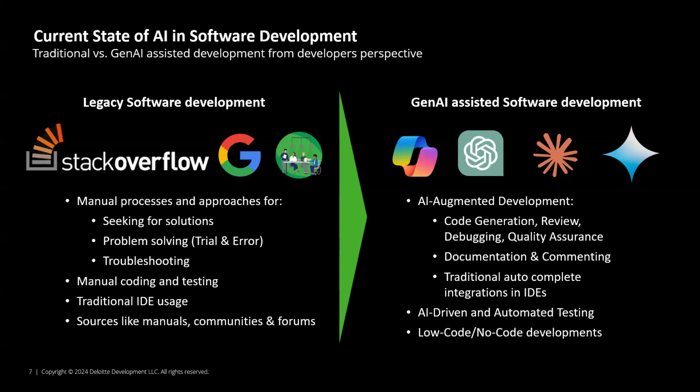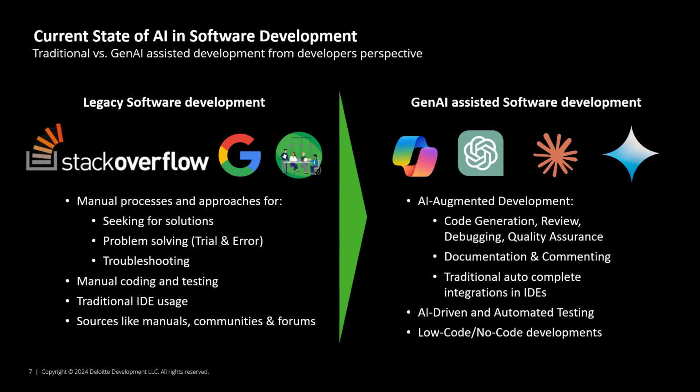On the other side, of course, often it was bound to manual coding and testing, maybe partly supported by automated testing. We had the traditional IDE usage for the development itself, and as I said, the main sources to gain knowledge, but also to exchange, have been classical manuals, communities, or specific forums. With AI and Gen AI, this rapidly changed, specifically in that environment.